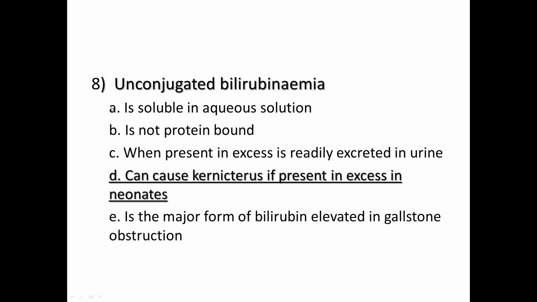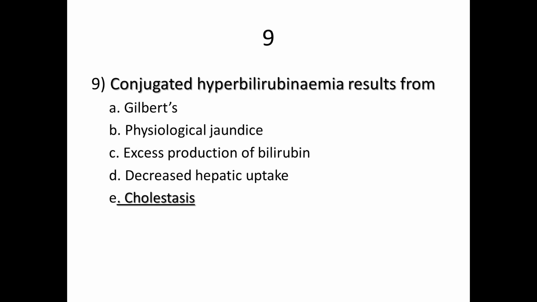Unconjugated bilirubin: is soluble in aqueous solution, is not protein bound, when present in excess is readily excreted in urine, can cause kernicterus if present in excess in neonates, is a major form of bilirubin elevated in gallstone obstruction. The answer is D, can cause kernicterus if present in excess in neonates. Conjugated hyperbilirubinemia results from: Gilbert's physiological jaundice, excess production of bilirubin, decreased hepatic uptake, cholestasis. The answer is cholestasis.